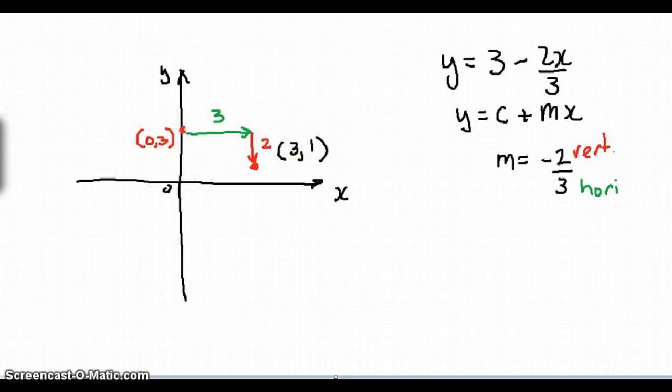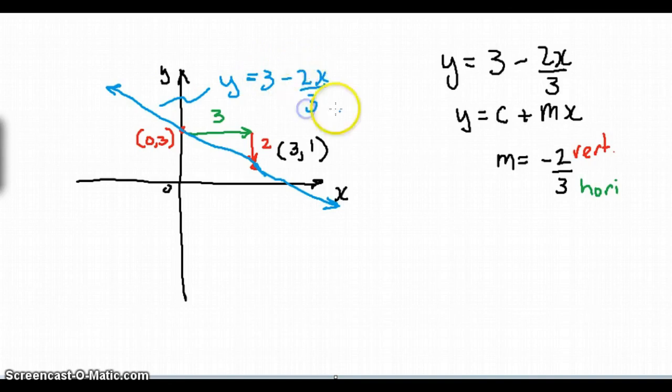Now I'm going to put my straight line in. So join those 2 points up. There it is. Doesn't have to be perfect. It's not with a ruler or anything. That's a bit wonky. Okay, what else do I need to do? Well, I should label it with its rule. y equals 3 minus 2x on 3.